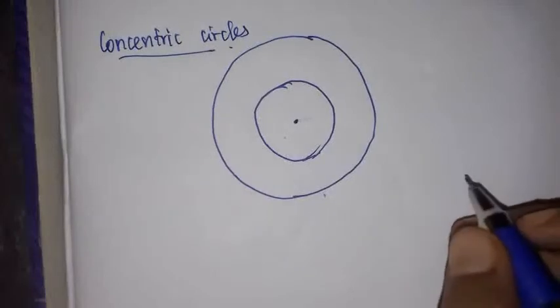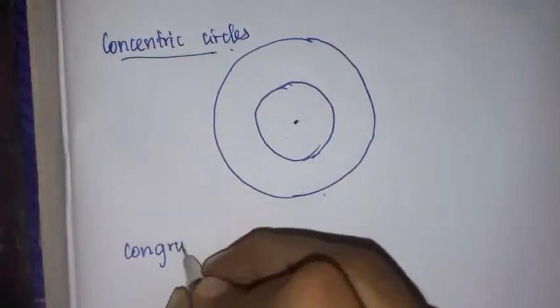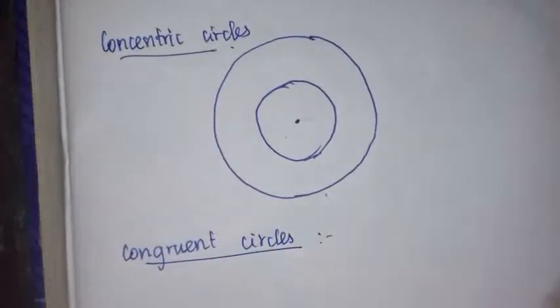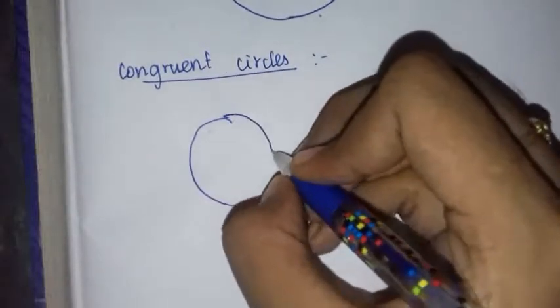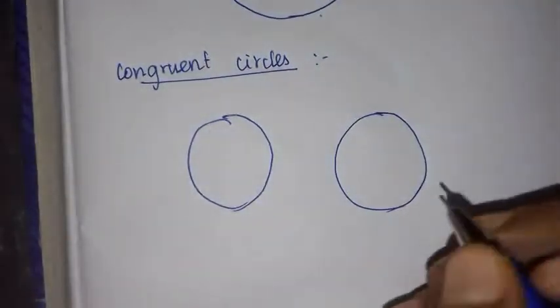Now let's see what a congruent circle is. What is a congruent circle? Here I have drawn one circle, and here there is another circle. We have drawn two circles.